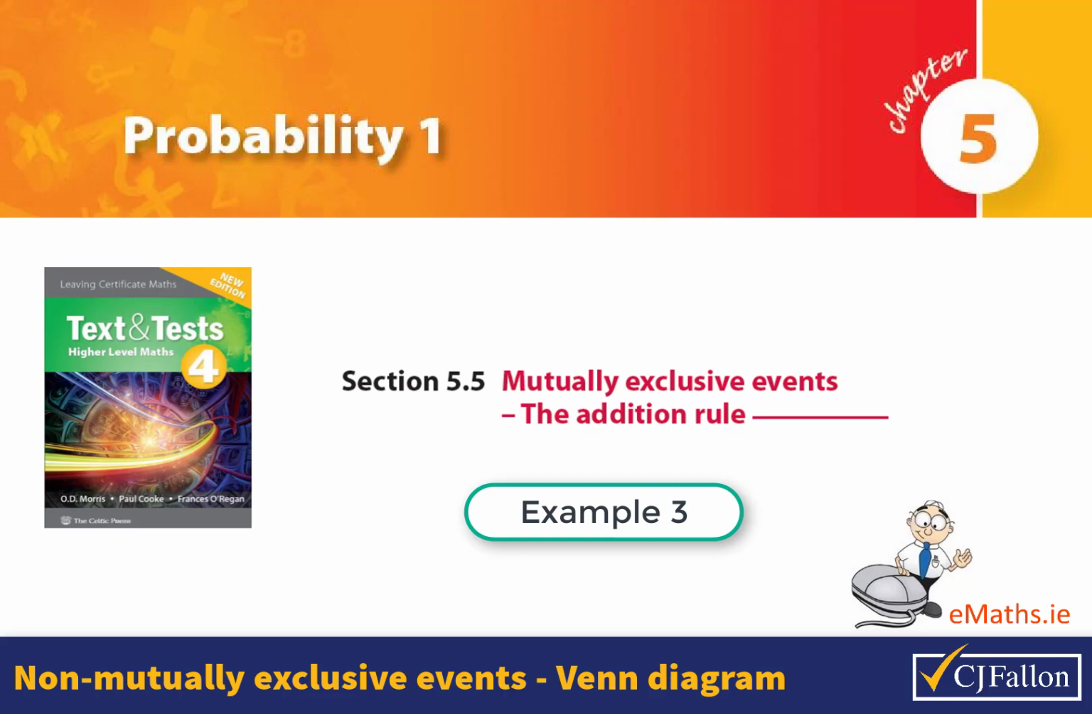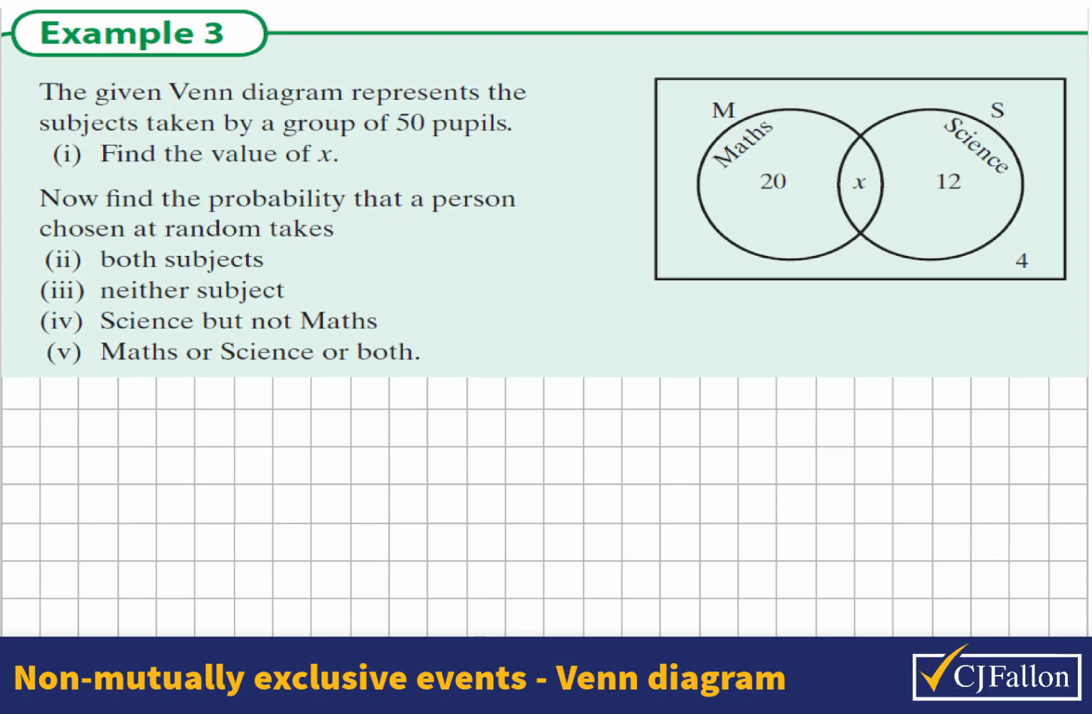This example uses a Venn diagram looking at non-mutually exclusive events. So the given Venn diagram represents subjects taken by a group of 50 pupils. The universe here then must be 50. So 50 is the total number of pupils being looked at. So that means if we were to add the 20, the x, the 12 and the 4, it must add up to this total 50 because there's 50 things in the universe.